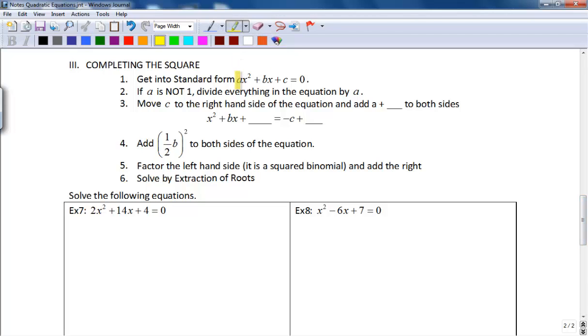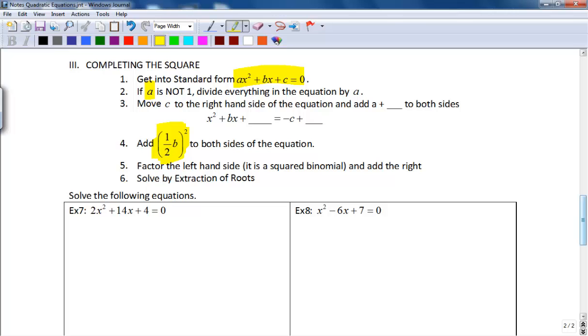First thing I need to do is get myself into standard form. After I'm in standard form, I take a look at a. A is again the coefficient of x squared. If it's not 1, I have to divide through by a. After I do that, then I need to move c, or my constant, to the other side. And then I'm going to put these plus blanks there. What's going to go in this blank is 1/2 b squared. Once I do that, I'm going to factor the left-hand side, and it's going to end up factoring as a squared binomial, and add on the right, and then we're going to solve it using extraction of roots.